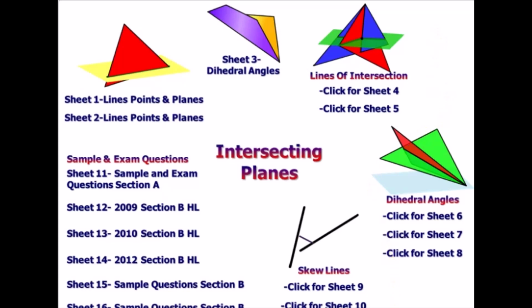In the second lesson we're going to look at skew lines, so we'll skip that for today and move on to some exam based questions on intersecting lines. In this lesson we'll look at basic higher level questions, and in the second lesson we'll look at some more complex questions that could be asked on intersecting planes.